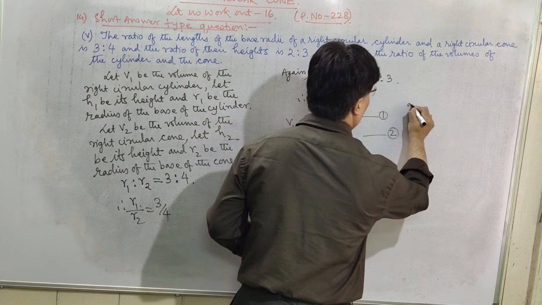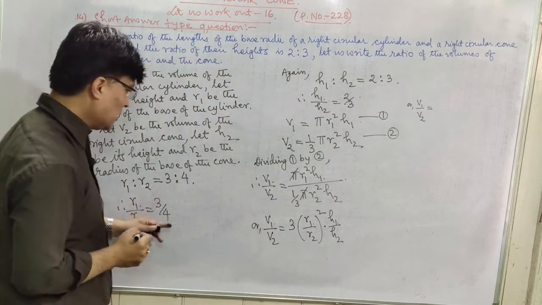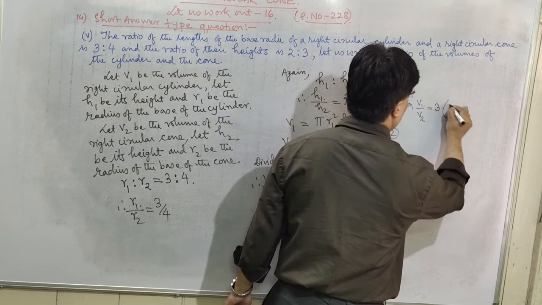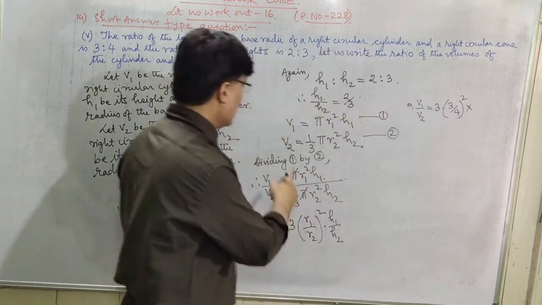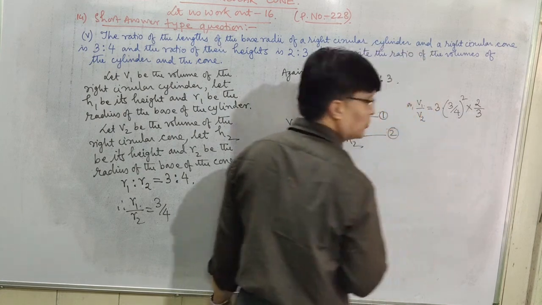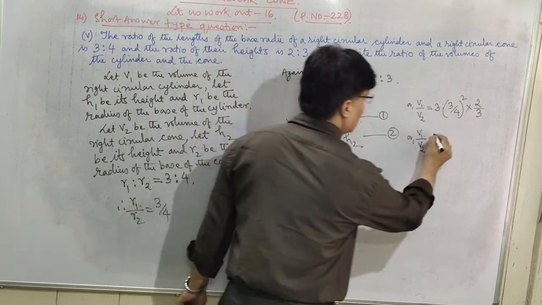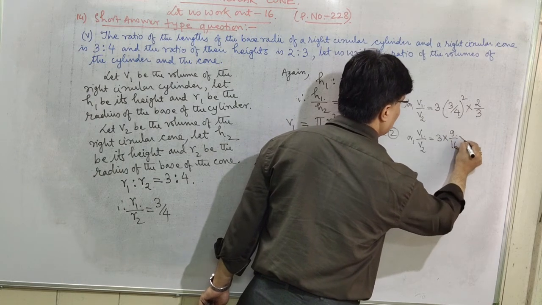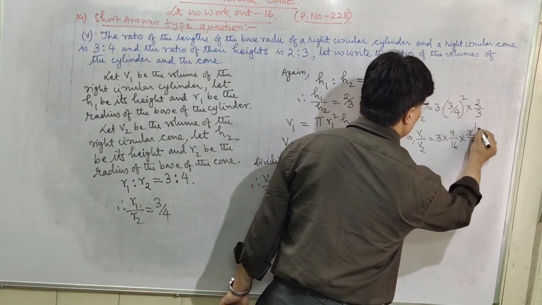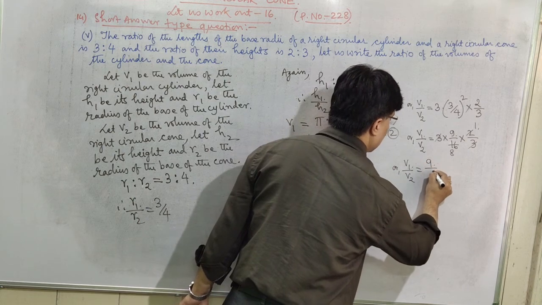So let us put the values here. V1 upon V2 is equal to 3, with R1 by R2 being 3/4 whole square, into H1 by H2, which is 2/3. So let us simplify it. V1 upon V2 is equal to 3 into 9/16 into 2/3. Here 3 gets cancelled. 2 ones are 2, 2 eights are 16. Right? So V1 upon V2 is equal to 9 upon 8.